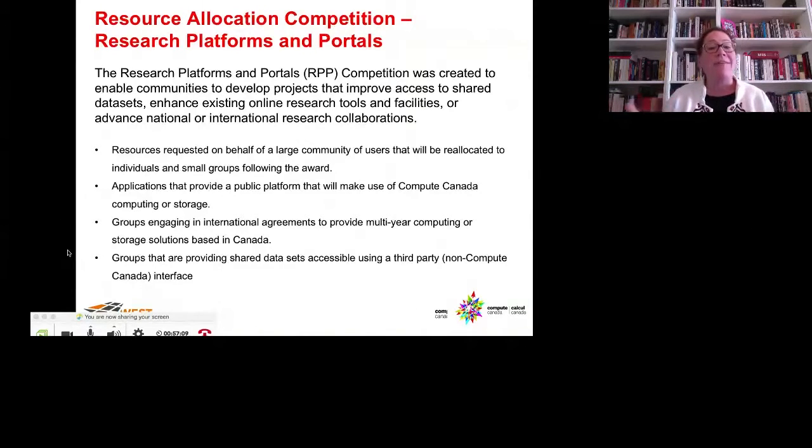Applications that provide a public platform that will make use of Compute Canada computing or storage. Groups engaging in international agreements to provide multi-year computing or storage solutions based in Canada. Or groups that are providing shared data sets accessible using a third-party interface. Okay, cool. What does that mean really in your day-to-day life?